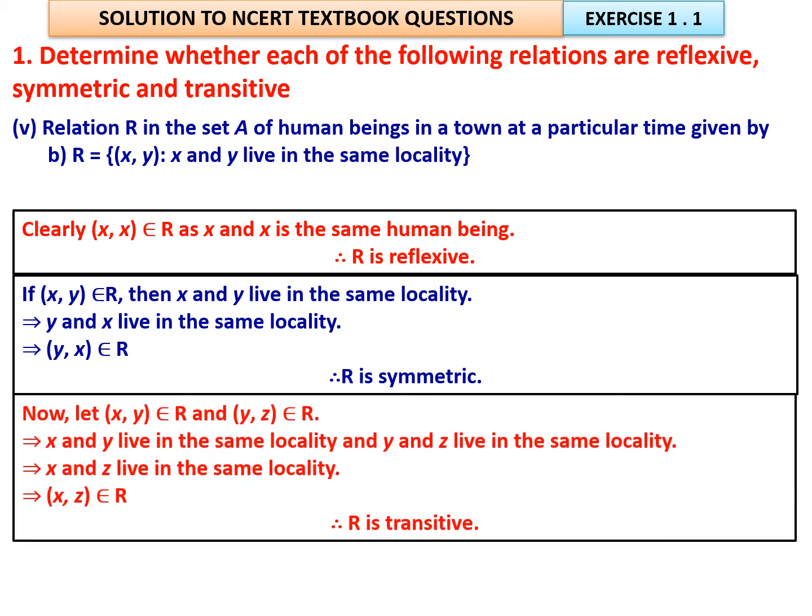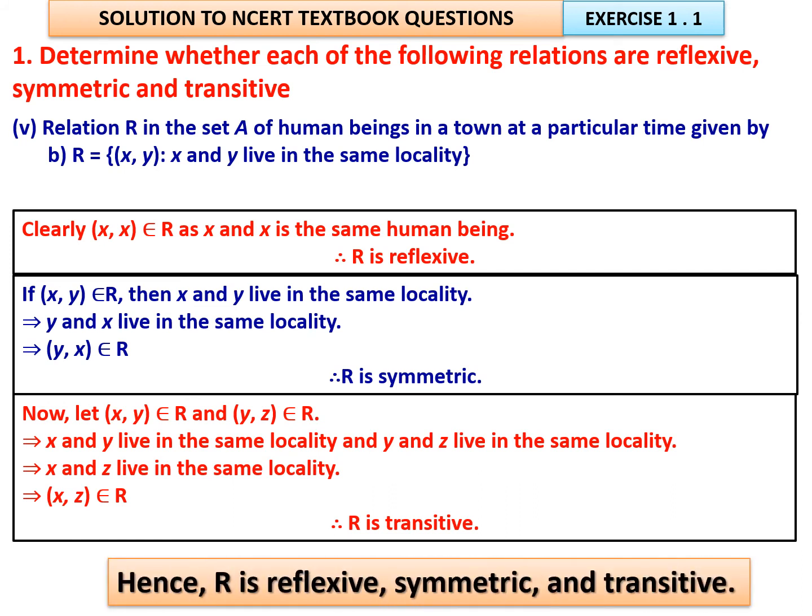For x, y in the same locality and y, z in the same locality, x, y, z are in the same locality. So x and z are in the same locality. So x comma z belongs to R, therefore it is transitive. Kindly see how this way of proving it works. You should be very careful in proving it, and you have to select the appropriate words to explain the idea. So it is reflexive, symmetric, and transitive.